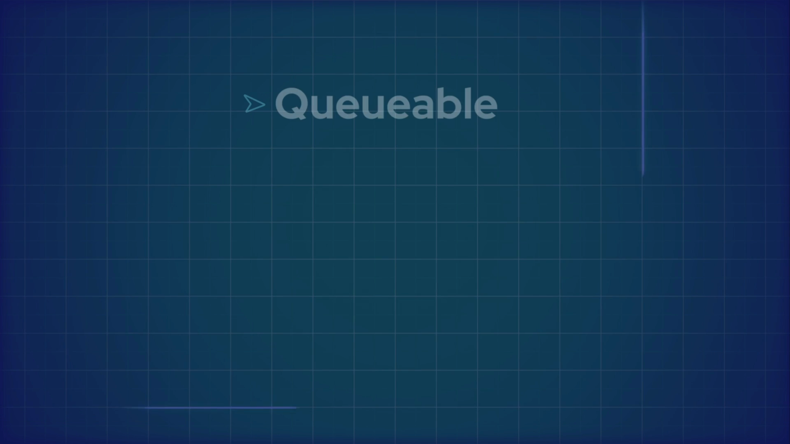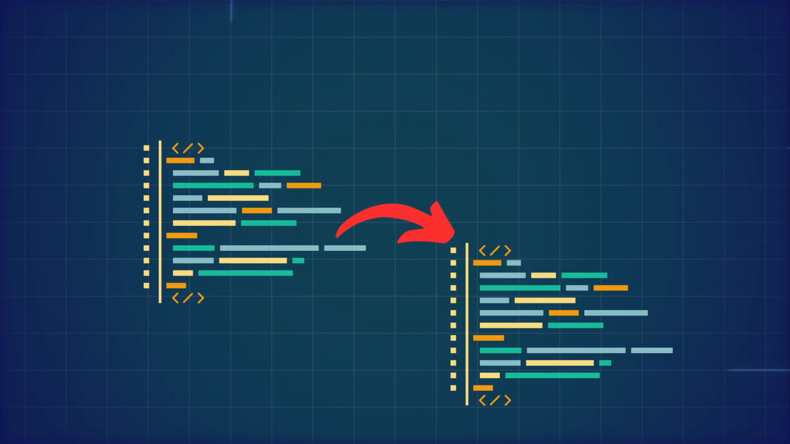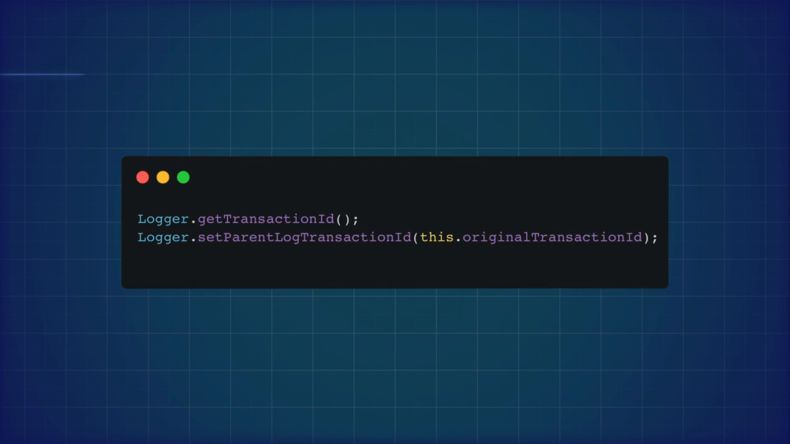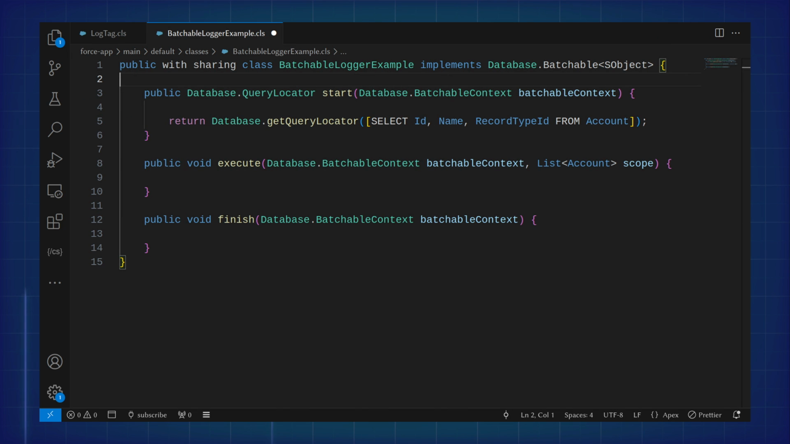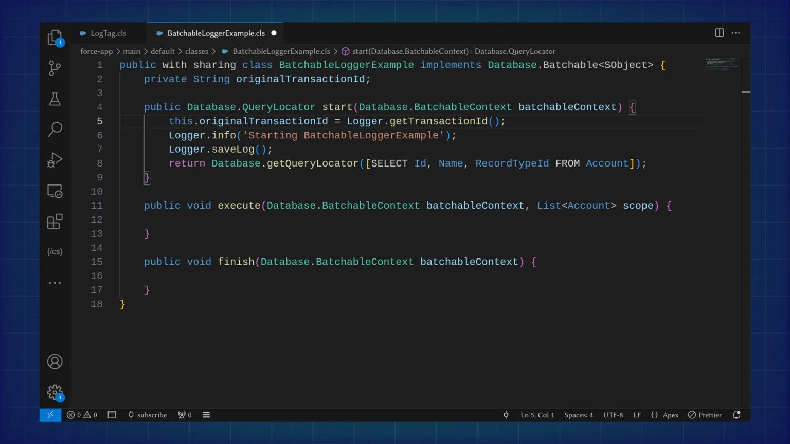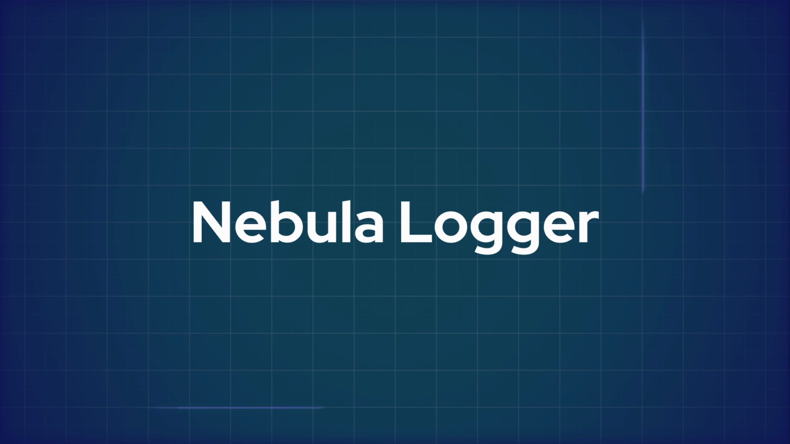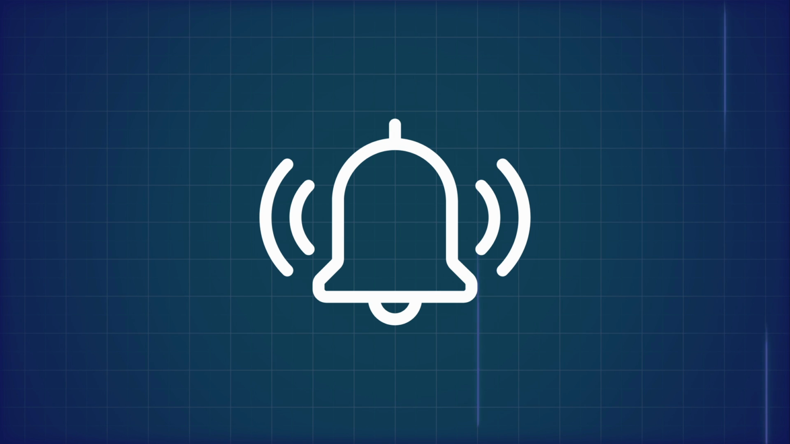Another problem with standard debug logs is working with async classes. It is almost impossible to tell what parent process initiated the sub-process. This is where we can set the parent transaction ID to link them. We can take a batch class and create a class variable original transaction ID. Inside the start method, we can update this variable's value using the getTransactionID method. From here, we can set the parent transaction ID function for every child process that will spawn from this batch class.